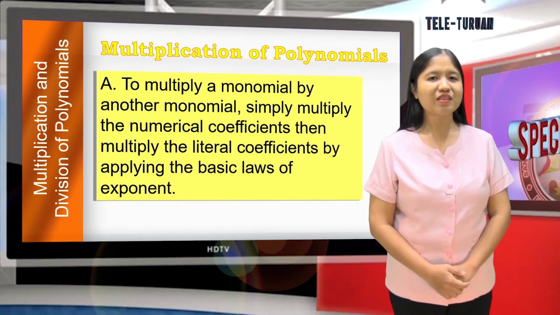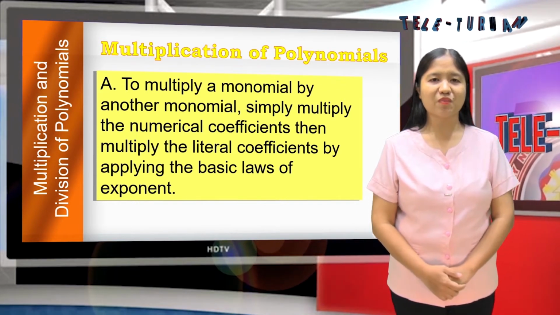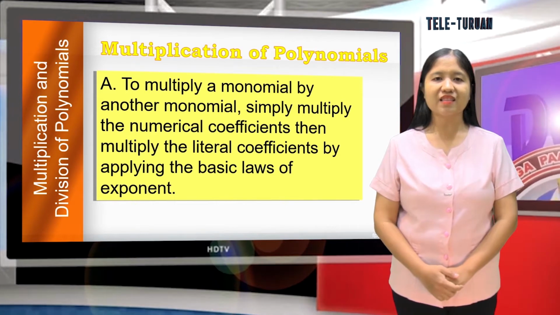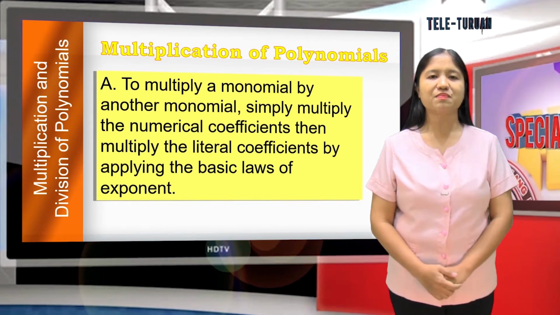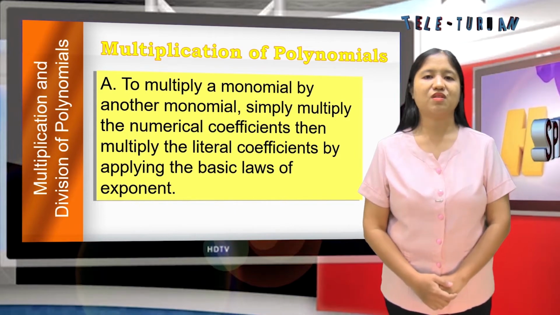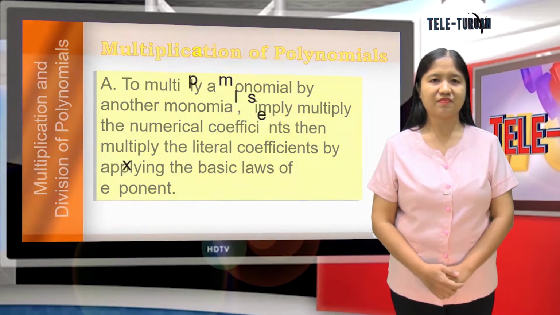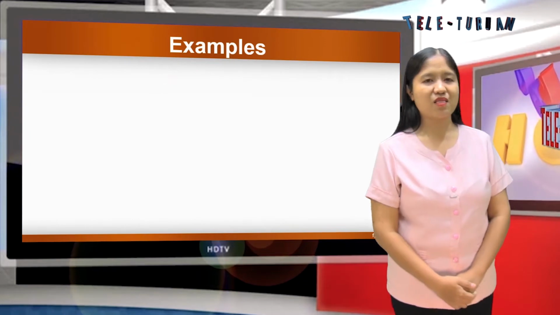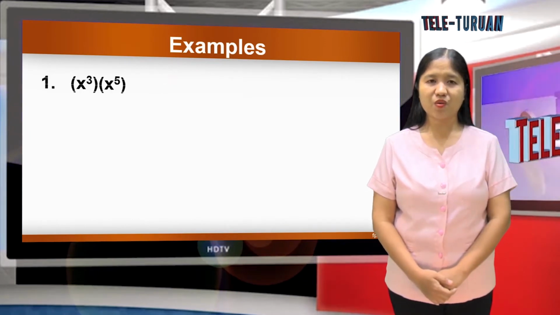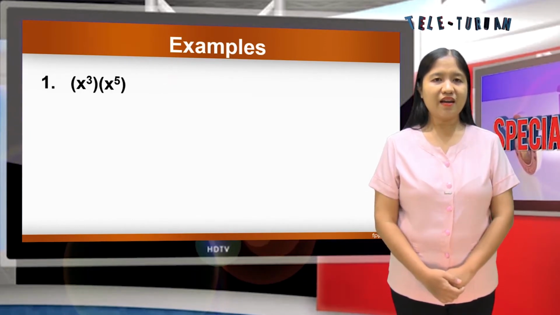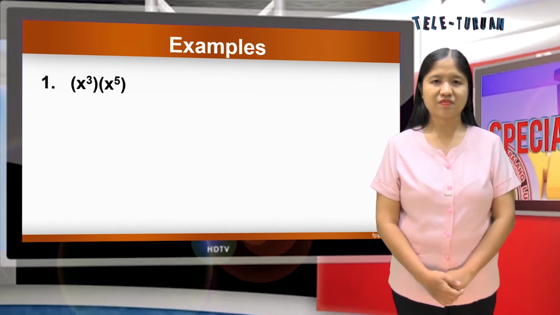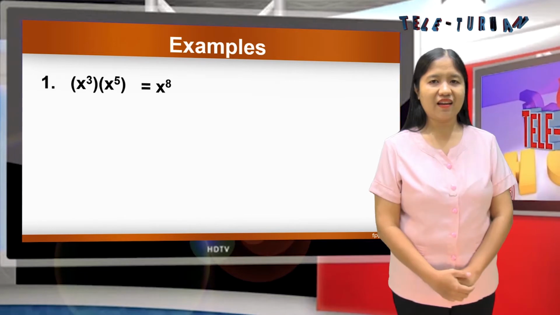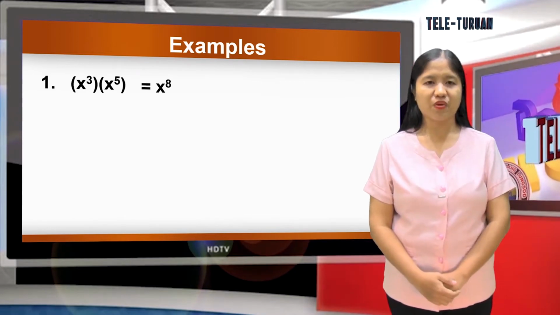Letter A, to multiply a monomial by another monomial, simply multiply the numerical coefficient, then multiply the literal coefficients by applying the basic law of exponent. Let us multiply the following examples. Number 1, x cubed times x to the 5th power. That is correct. x raised to the 8th power.